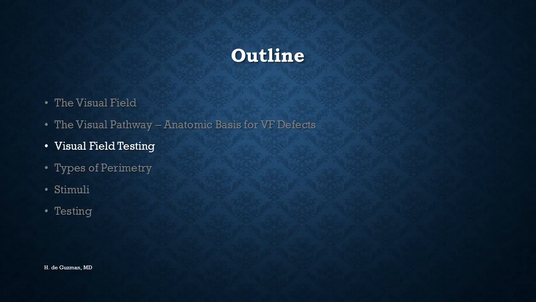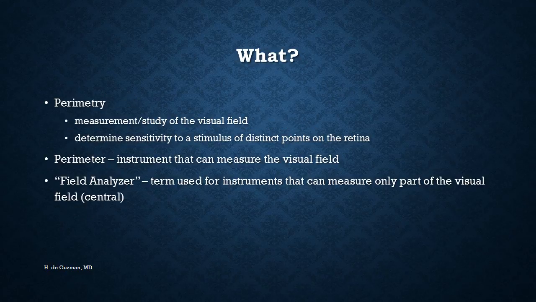So now we'll talk about visual field testing. Perimetry is the study or measurement of the visual field. What we do is we determine the sensitivity of the various points on the retina to a specific stimulus. A perimeter is the term used to describe an instrument that can measure a visual field, and sometimes the term field analyzer is used, usually more specifically for instruments that only measure the central part of the visual field.